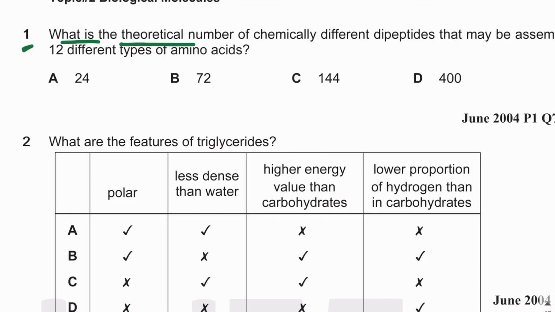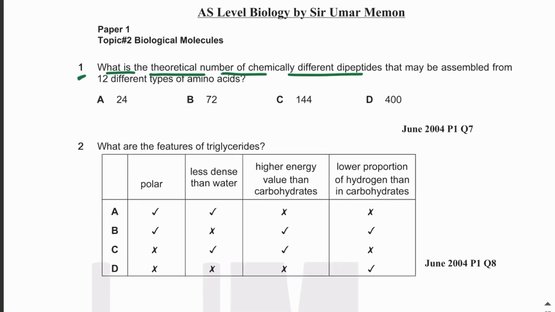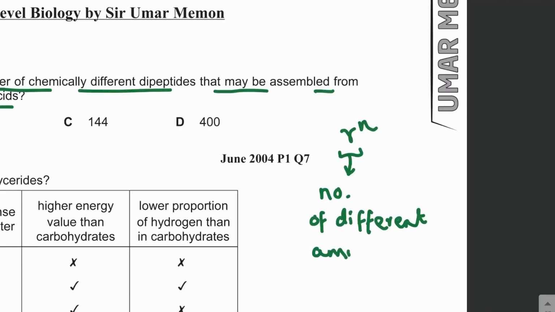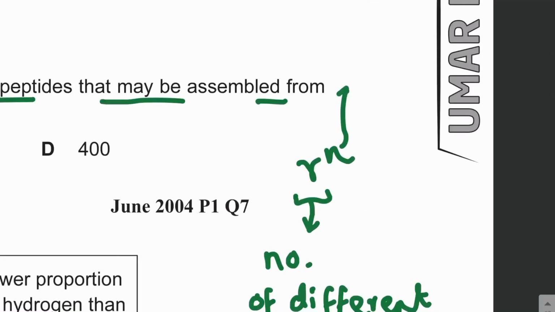What is the theoretical number of chemically different dipeptides that may be assembled from 12 different amino acids, or we can say 12 different types of amino acids? So guys, for such MCQs, there's a formula which is r raised to the power n, where r is the number of different amino acids available, and n is the number of amino acids in a chain.